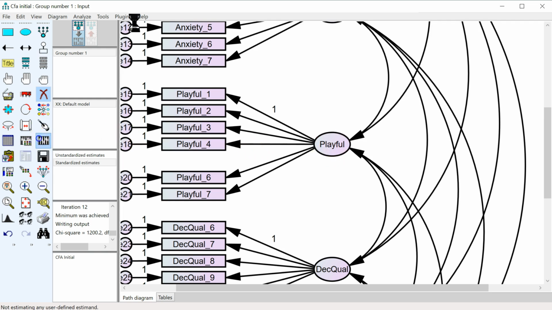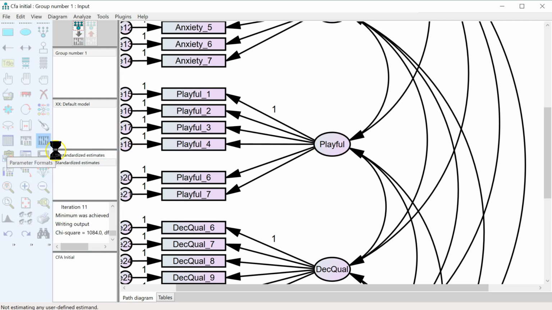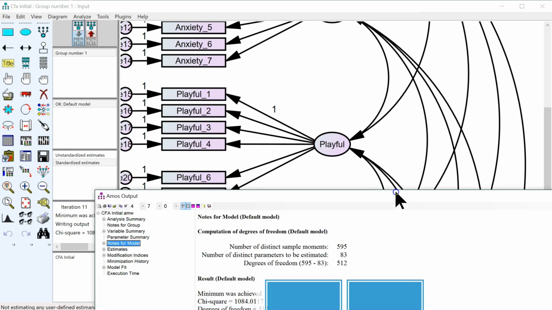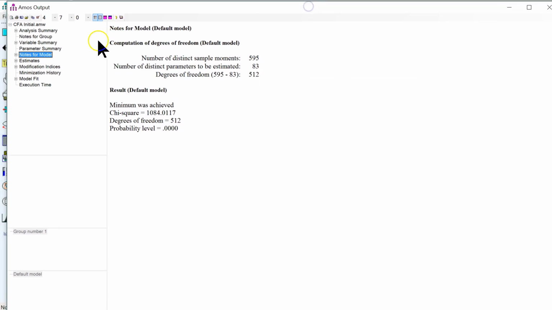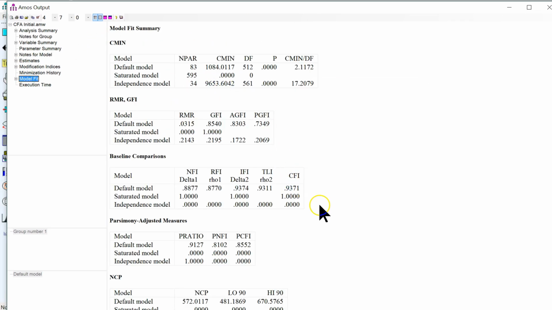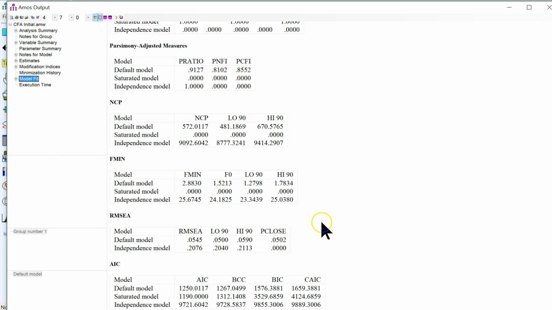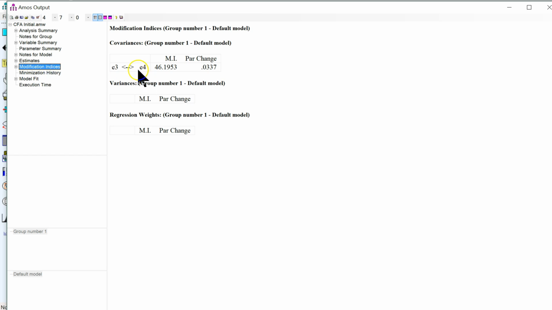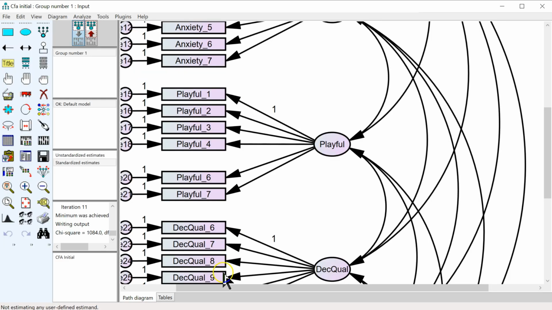Okay, let's run this again, see if we have our RMSEA in the right place and everything else. Let's go look at the output. The P-close, that's what I was talking about. Model fit is about the same there. Look at the RMSEA. The P-close is better. It's 0.05 something at least. Go look at modification indices one more time. E3 and E4. Let's go look at E3 and E4.